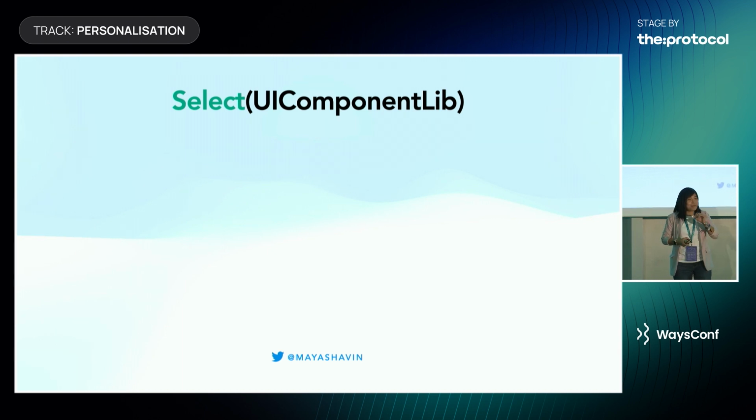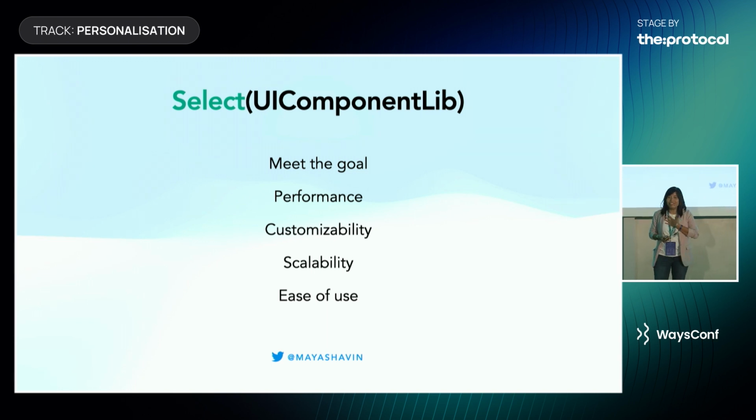So, now comes the next question. You use a component library. You choose a component library. What makes you, as the user, decide that this component library is for you? Anyone? No answer? Wow. Okay, so for me, we found out that when we choose a component library, we are usually based on these five categories: meet the goal, performance, customizability, scalability, and ease of use. So we're going to go through these five aspects quickly.